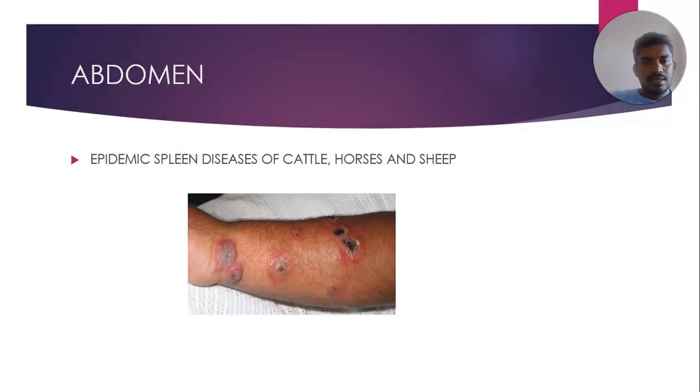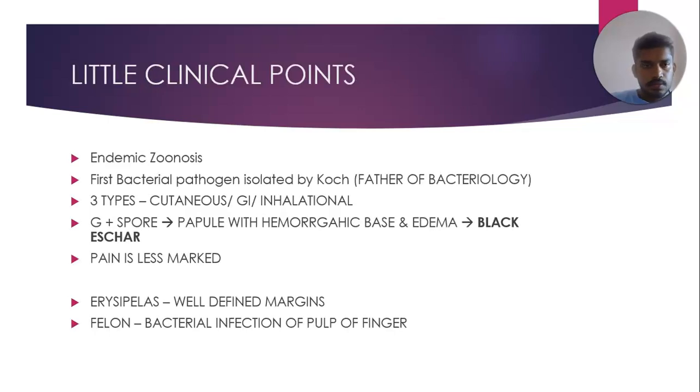Epidemic splenic diseases of cattle, horses, and sheep. Here you have your black quarter, which is already shown here. That being said, you have to know a little on the clinical aspect of anthrax, so I thought I'll put a little on anthrax here. It's an endemic zoonosis. What is endemic? It's confined to some particular geographical area. That's what you say of an endemic disease. And zoonosis: it comes from an animal. It can come from animal to animal, or animal to human.